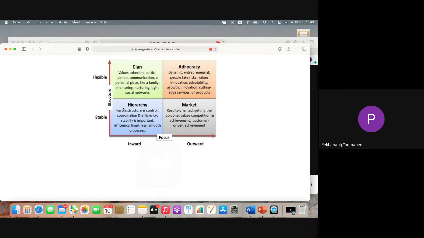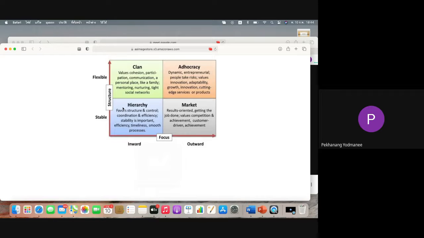And the next one, market culture. Market culture is resource oriented, getting the job done, valuing competition and achievement, customer driven, with achievement of organization goals. Okay, guys, for market culture, a market culture has a strong external focus and values stability and control.